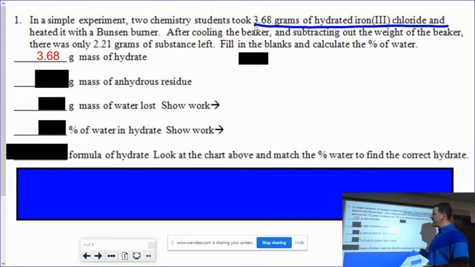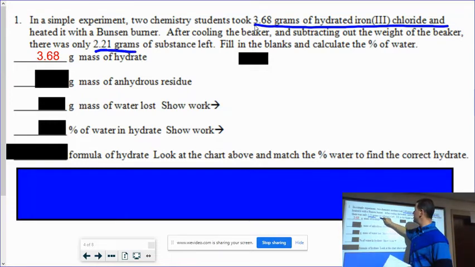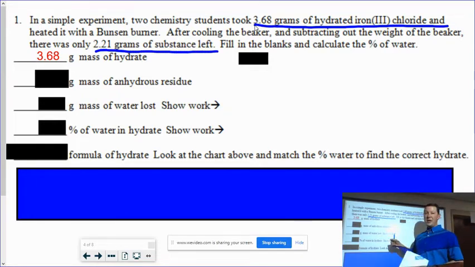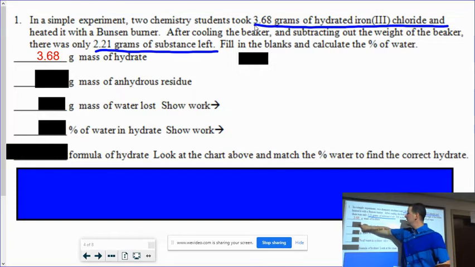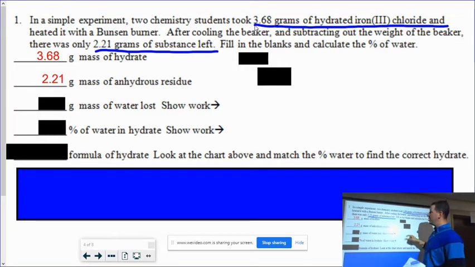What's the mass of the anhydrous residue? Remember, that's the dehydrated stuff. That's the stuff without water. So if we look here, it says after cooling the beaker and subtracting the weight, there was only 2.21 grams of substance left. So what happened is we heated it up and the water got driven off from the compound. So what is the mass of the anhydrous stuff? 2.21 grams of anhydrous material.